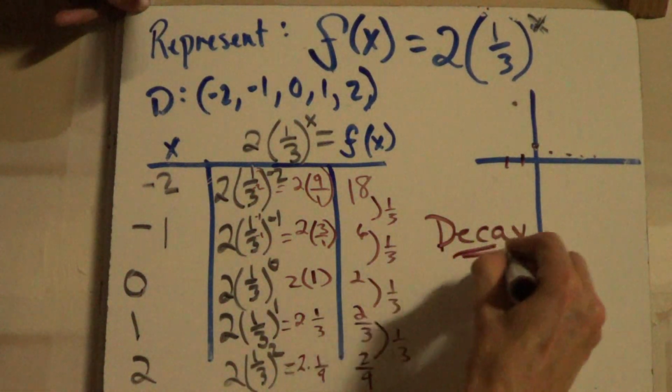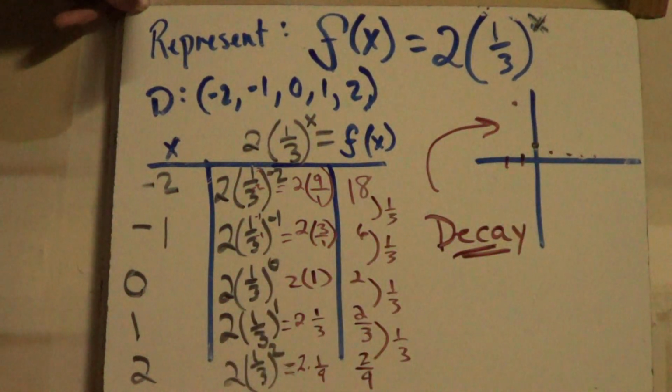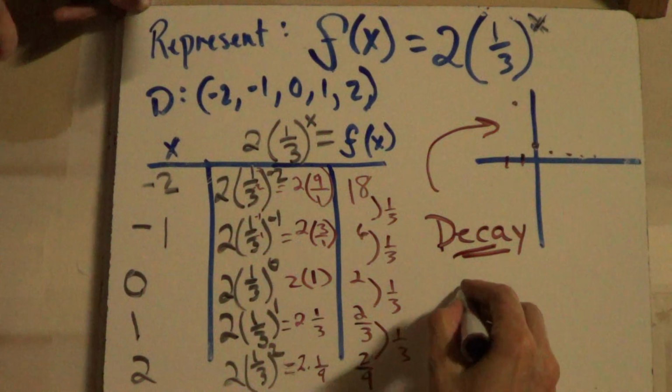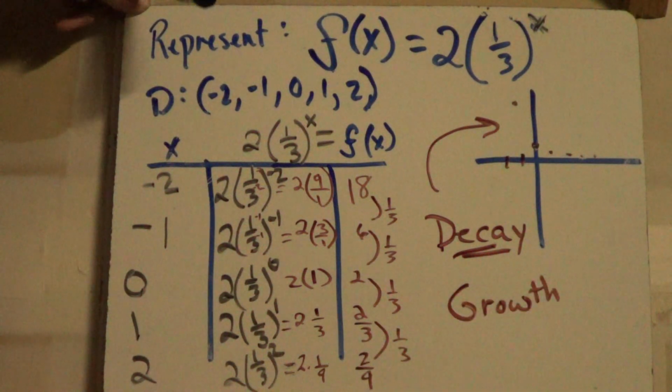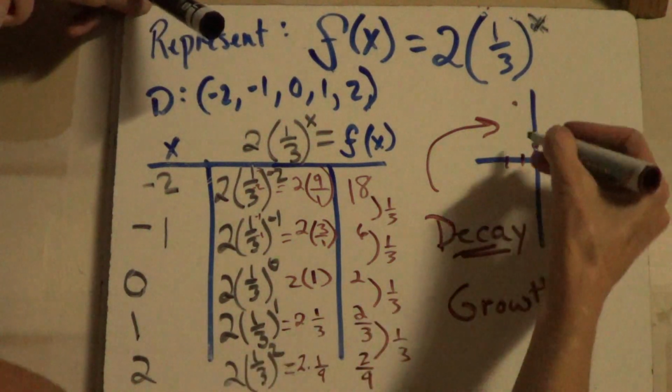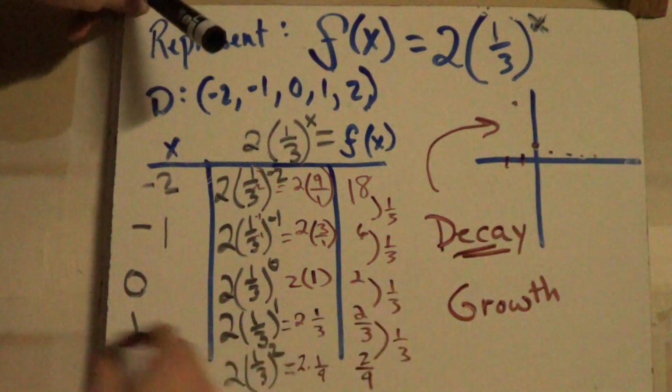Hopefully you spotted that when you saw that it was 1/3. But I also want you to start spotting it with the graph. Now I'll give you a hint. A growth function grows. From left to right it grows. See how the decay goes down.